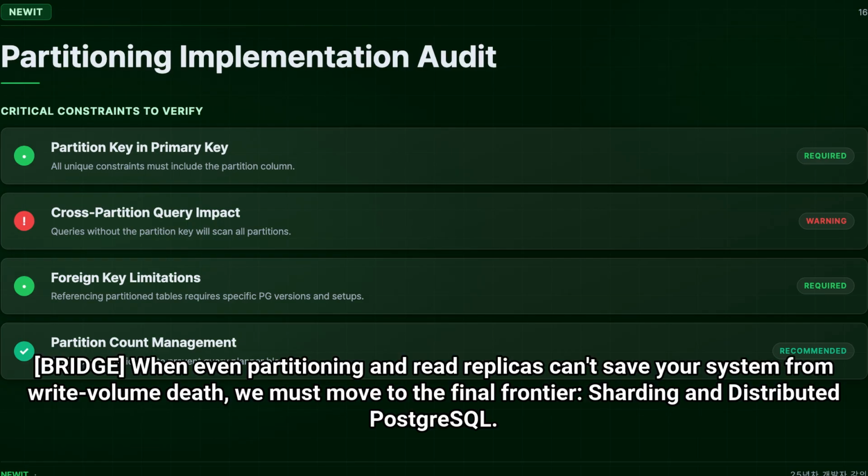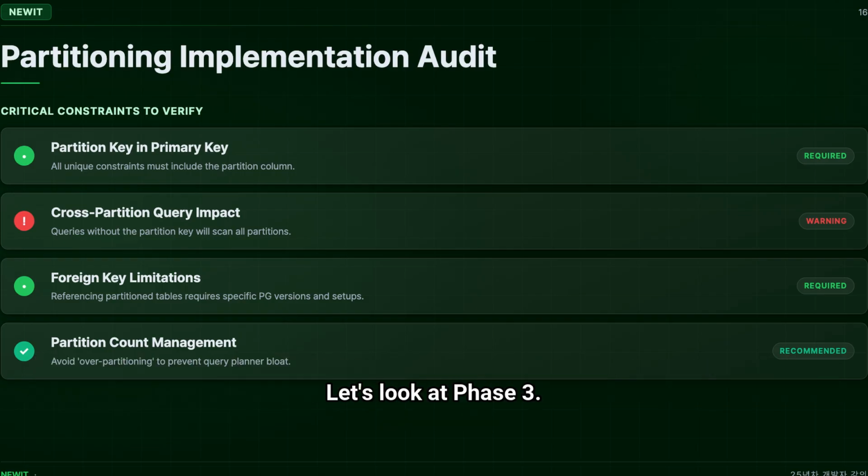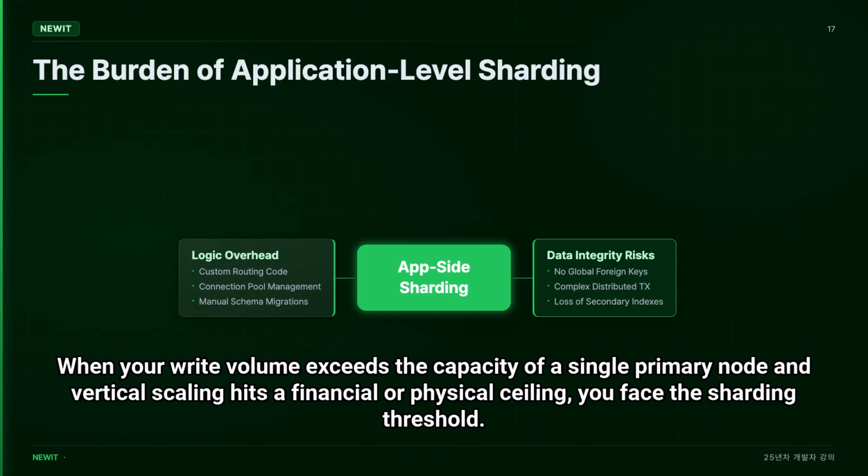When even partitioning and read replicas can't save your system from write volume death, we must move to the final frontier, sharding and distributed PostgreSQL. Let's look at phase 3. When your write volume exceeds the capacity of a single primary node and vertical scaling hits a financial or physical ceiling, you face the sharding threshold.